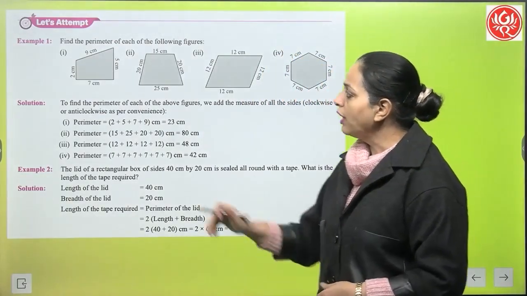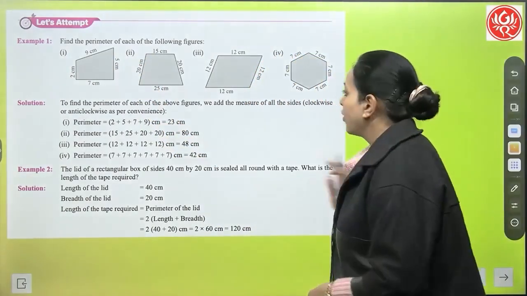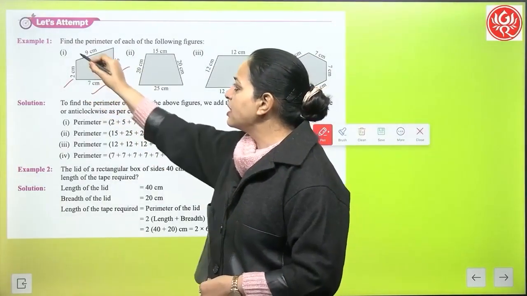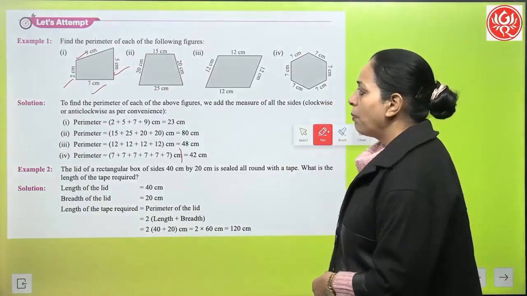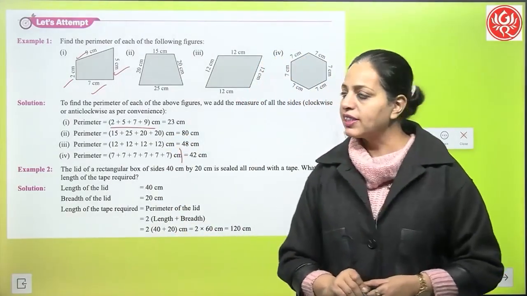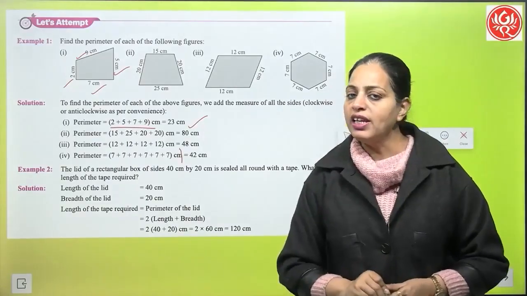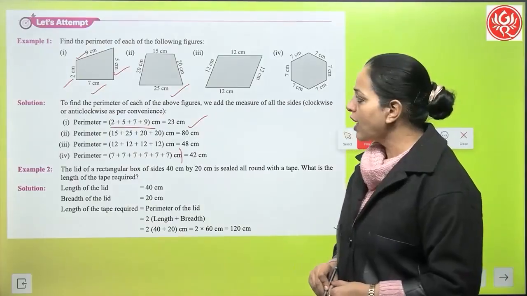Like the first one here, one figure is given and we know its sides, 4 sides, 2 centimeter, 7 centimeter, 5 centimeter and 9 centimeter. How we can find out its perimeter? So perimeter means take sum of all the sides. सबको हम add कर देंगे. Answer is 23 centimeter.